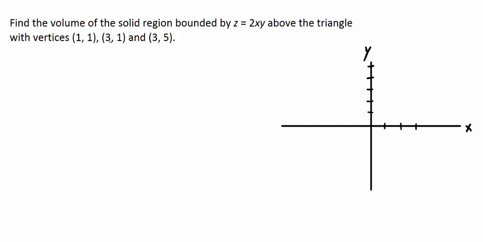Okay, let's find the volume of the solid region bounded by z equals 2xy above the triangle given by the vertices (1, 1), (3, 1), and (3, 5). So the surface z equals 2xy is going to lie above the triangle given by these vertices. So let's draw the triangle. The interior of this triangle is our region R.